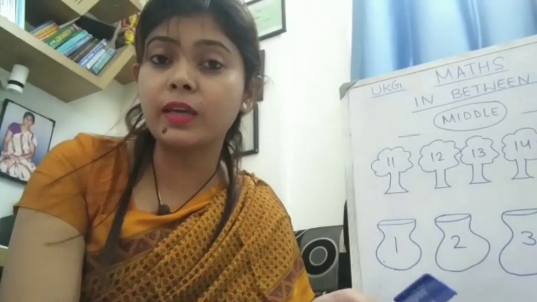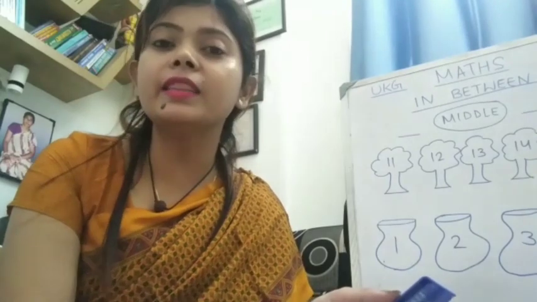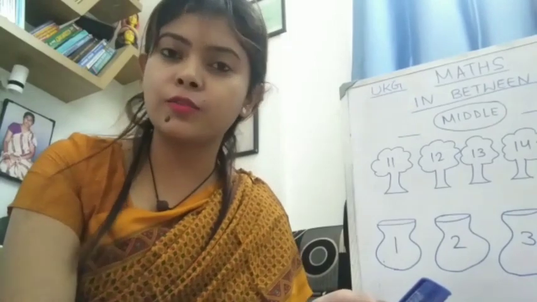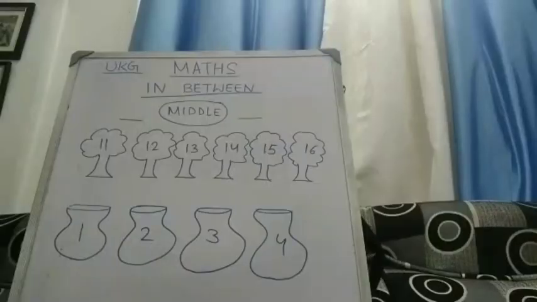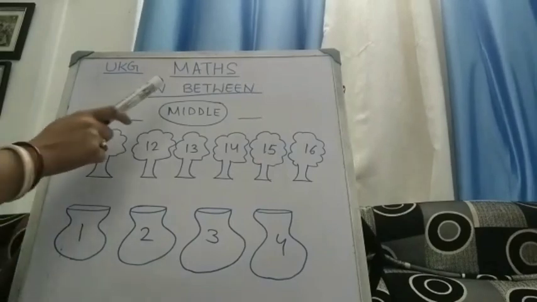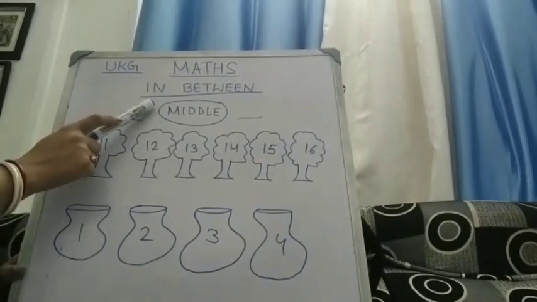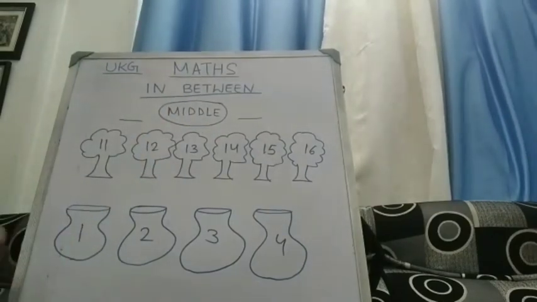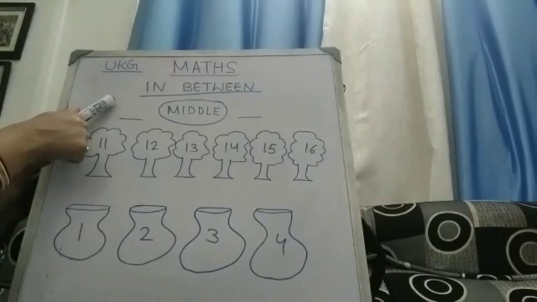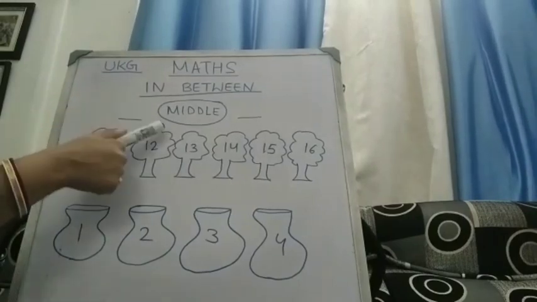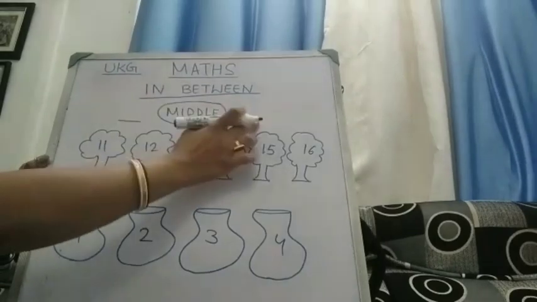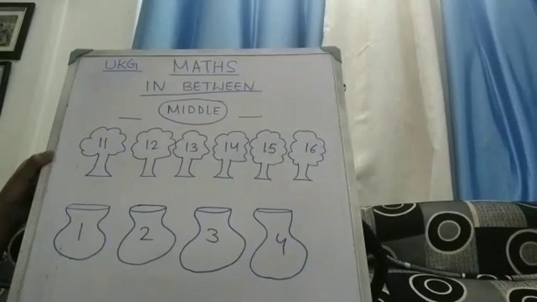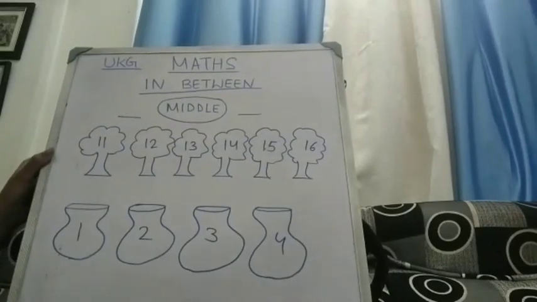So you know what is between? Between means in the middle of two things. Okay? So all of you focus on the board. Between means middle of two things. Okay? So between means, repeat after me: between means in the middle of two things. Middle. Okay? So let me explain with the help of these pictures.